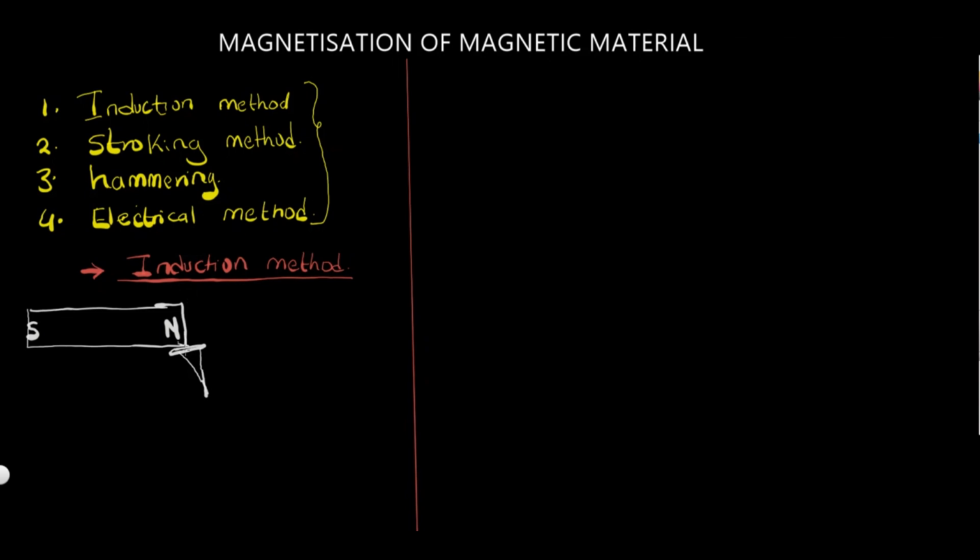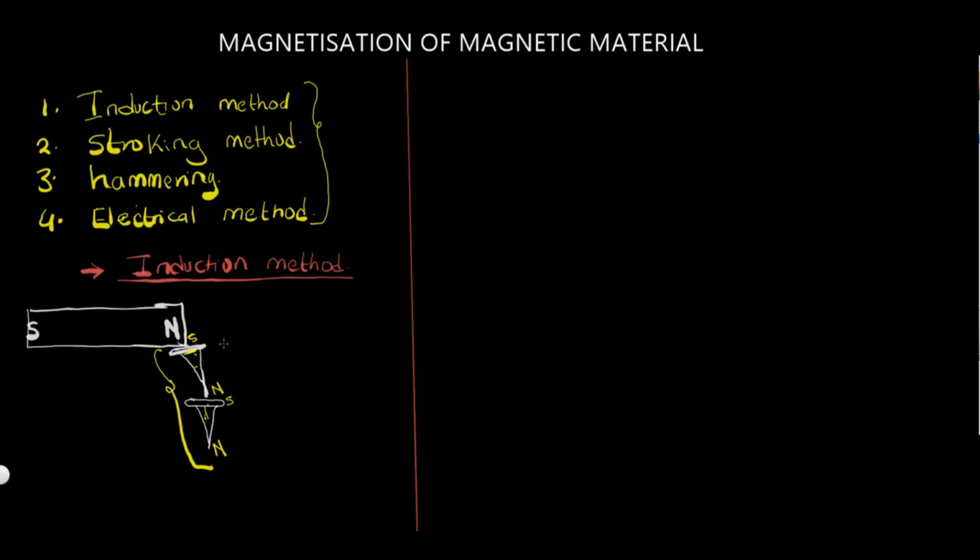What do you think will be the polarity of this pin if we put it like this? The polarity of this pin will be, because this is the north pole, then this part will be the south pole, and this part will be the north pole. If you add another pin down here like this, then for the lower pin, this part will be the south pole and this part will be the north pole. So through this process we have been able to magnetize these pins. This method is known as the induction method.